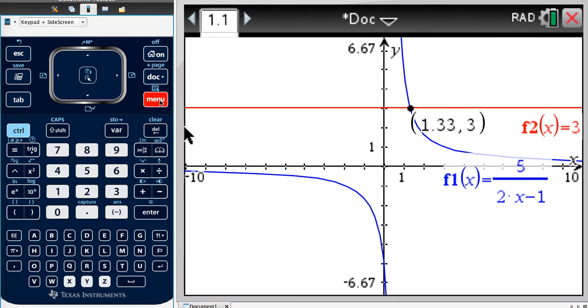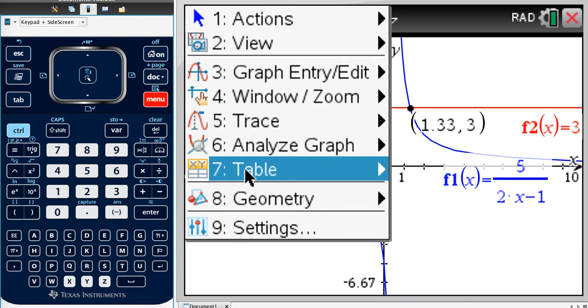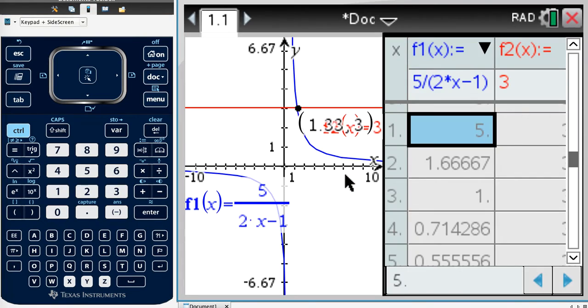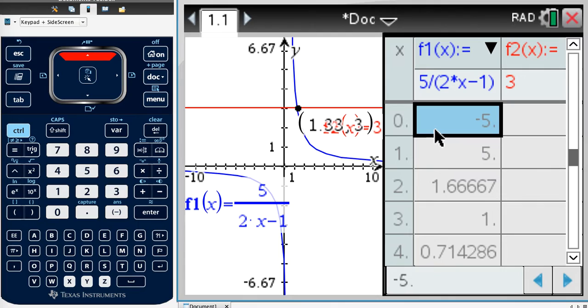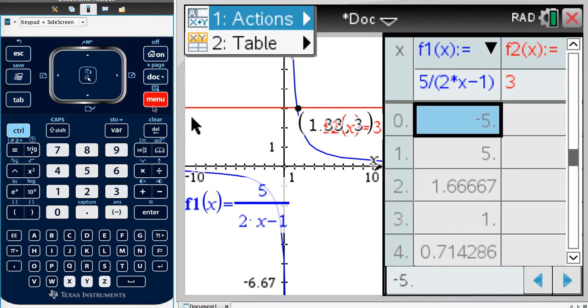If we go on to menu and then go on to table, we can do a split screen table, and we get all these different x values, and we can see what the corresponding y values are going to be. What we can see is that when x is equal to 1, y is equal to 5. When x is equal to 0, y is equal to minus 5. So I know, therefore, that my asymptote must be between those two values. And actually, given the symmetries, we can see that it's going to be halfway between those two values. It's going to be at 1/2. But we could just find that exactly.